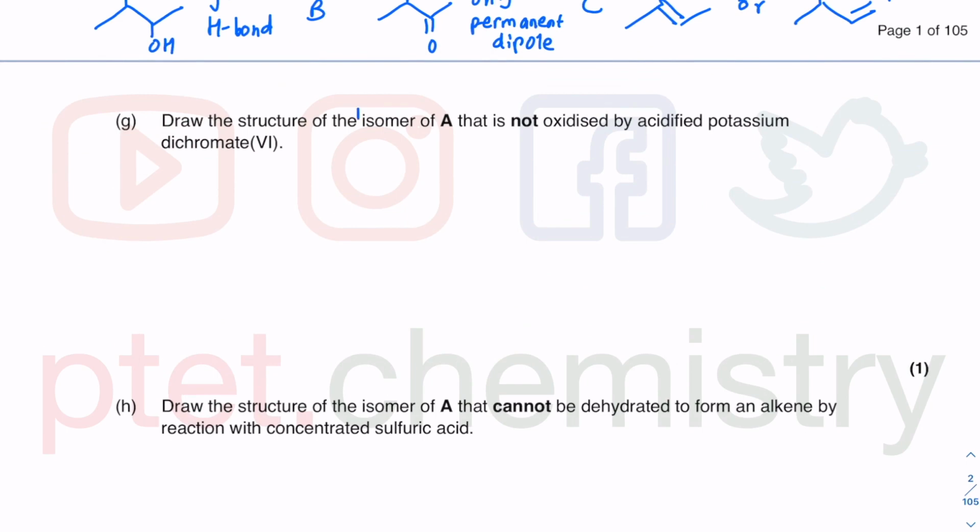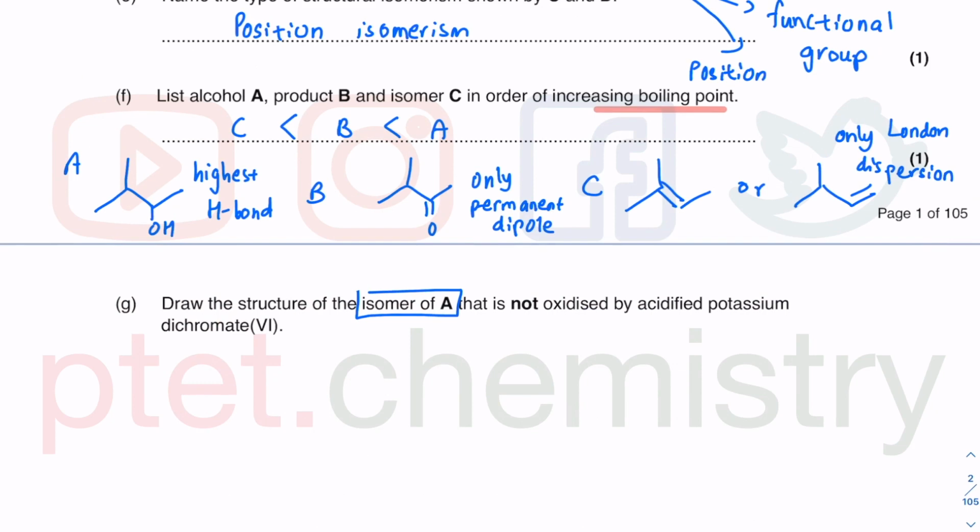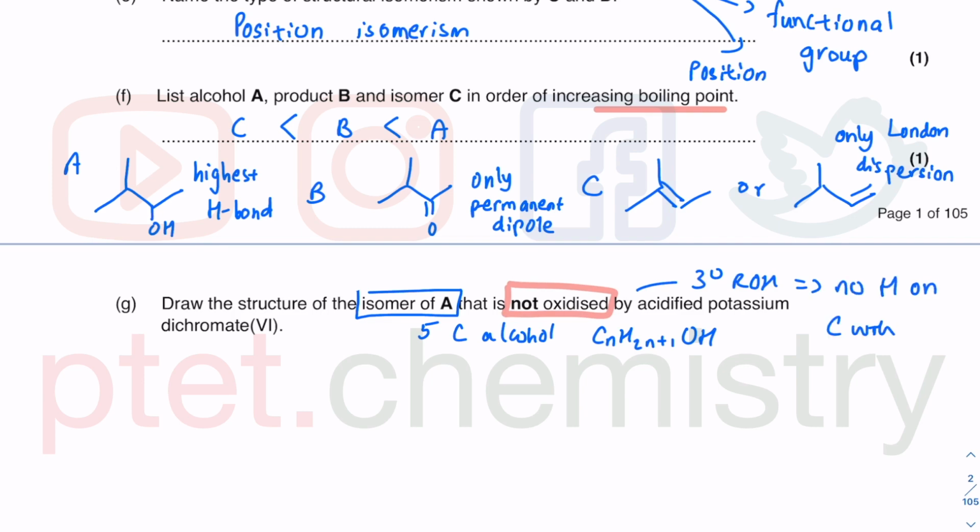Part G, draw the structure of the isomer of A. So isomer of A was, what do we look for in A? We have 1, 2, 3, 4, 5. It's a 5 carbon alcohol, because there are 5 carbons altogether, and then an OH. So we know it's CnH2n+1 OH. Not oxidized. That's the key concept there. So that means we are looking at tertiary alcohol where there is no hydrogen on the carbon with the OH, because it's bonded to 3 other carbons. If it is bonded to 3 other carbons, therefore there is no hydrogen on that carbon with the OH.